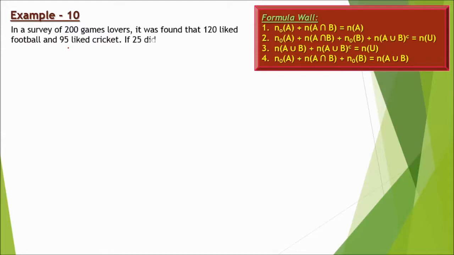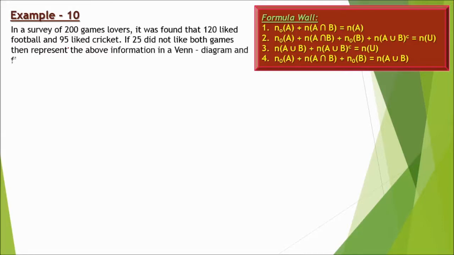120 like football means they like to watch, or they are fans of football. They like to follow football, or they play football. And 95 like cricket means they follow cricket, or they like to play cricket, or they are fans of cricket. They watch cricket.